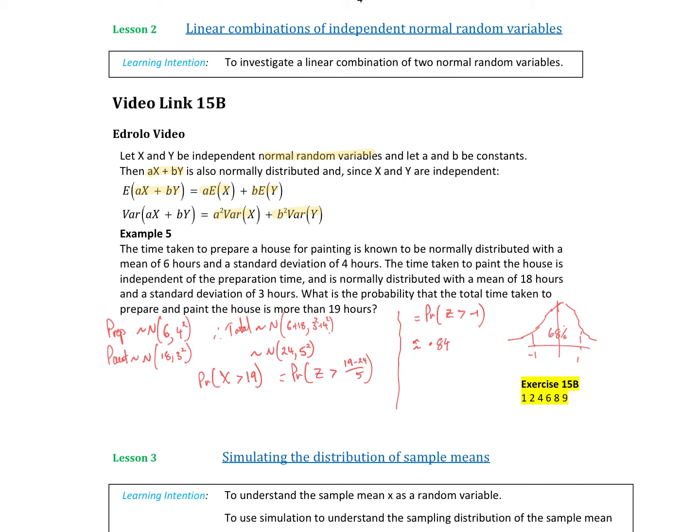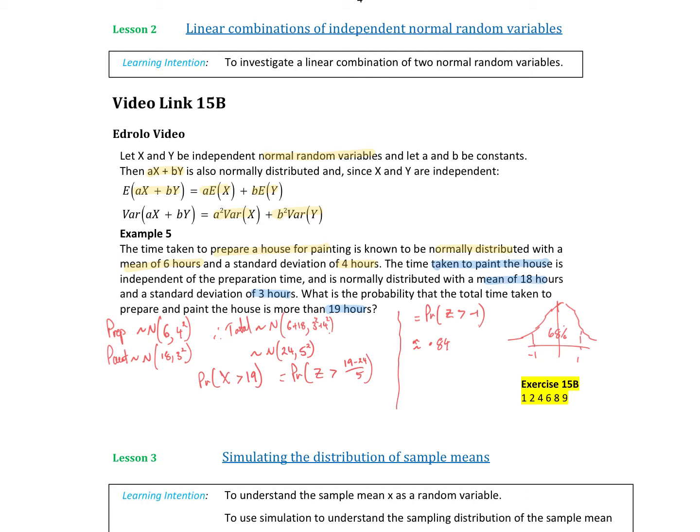But if we want to start working out some values with it, say we're preparing a house for painting, so it takes time to paint and it takes time to prepare. The time taken to prepare the house for painting is normally distributed with a mean of 6 and a standard deviation of 4. The time taken to paint the house is independent of that, and it's also normally distributed with a mean of 18 and a standard deviation of 3. So if you want to do both processes to your house, what's the probability that it's going to take me more than 19 hours to fix that up?